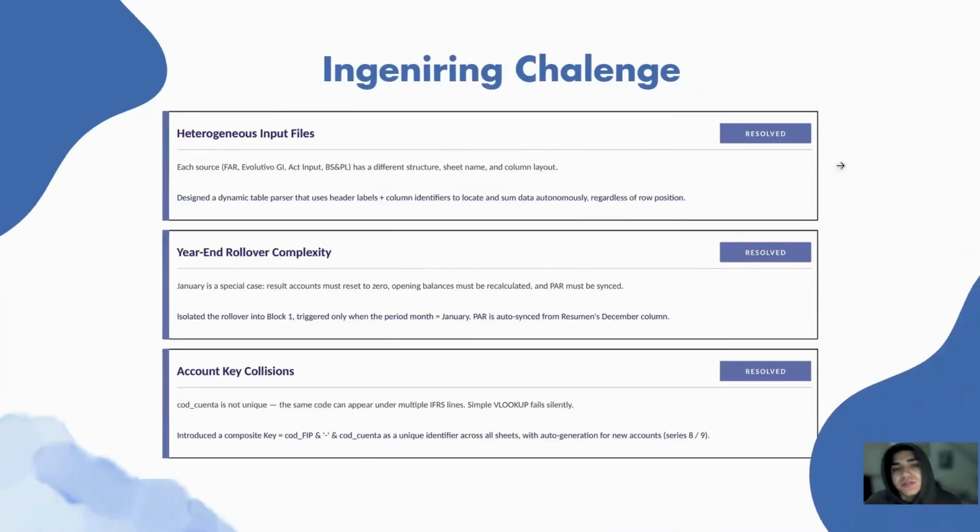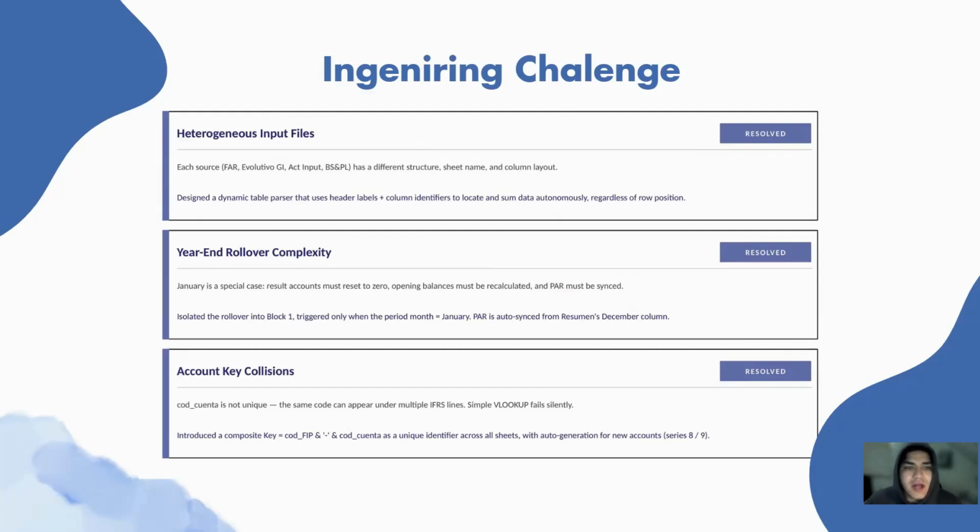The three real-world challenges I solved. The first, the heterogeneous input files. Each source has completely different structures, sheet names, and column layouts. So I solved this by building a dynamic table parser that reads the header of each file and looks up the right columns automatically and sums only the relevant rows, regardless of where they appear.